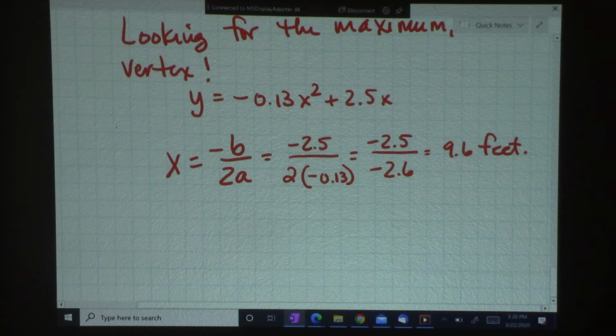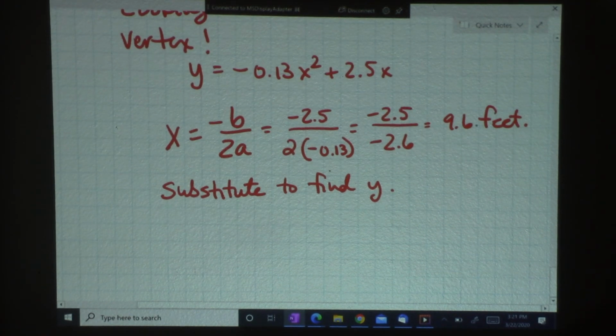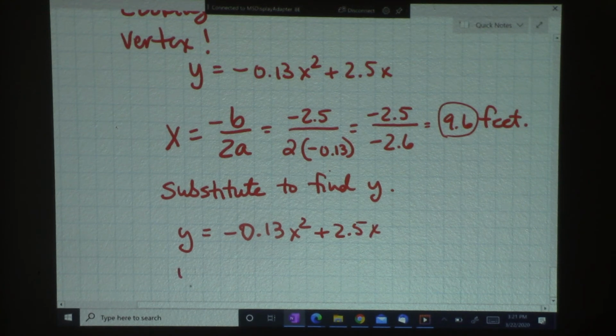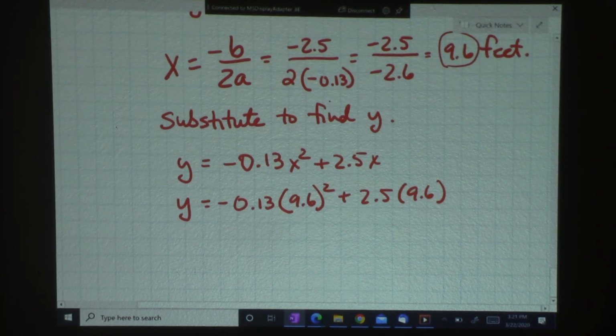Okay, so now once I have the x coordinate, I substitute to find y. So I have 9.6. I'm going to substitute that back in here. So y equals negative 0.13. I'm going to put 9.6 here. Alright. I'll wait just a moment for you to catch up.